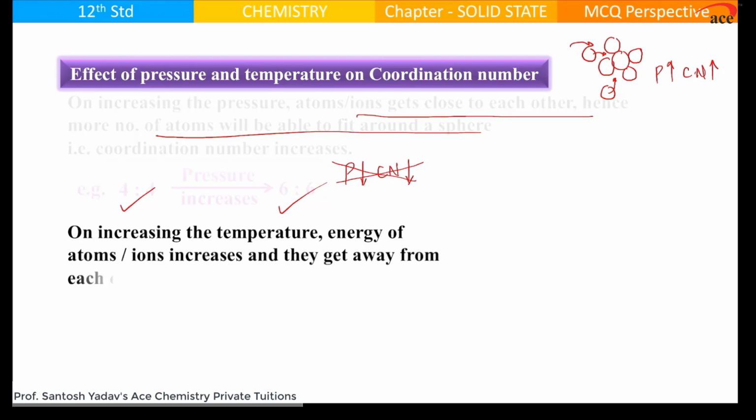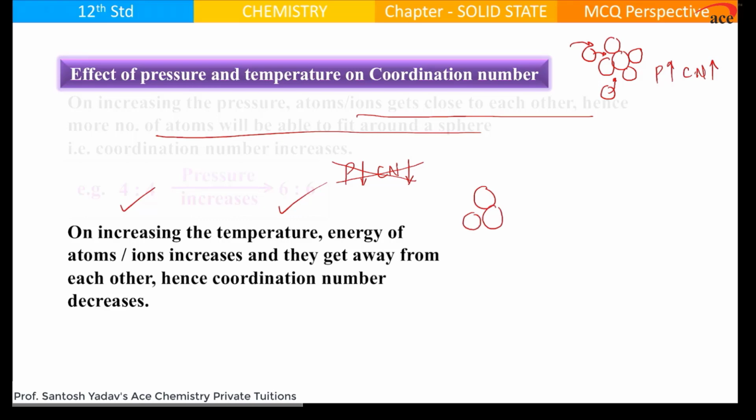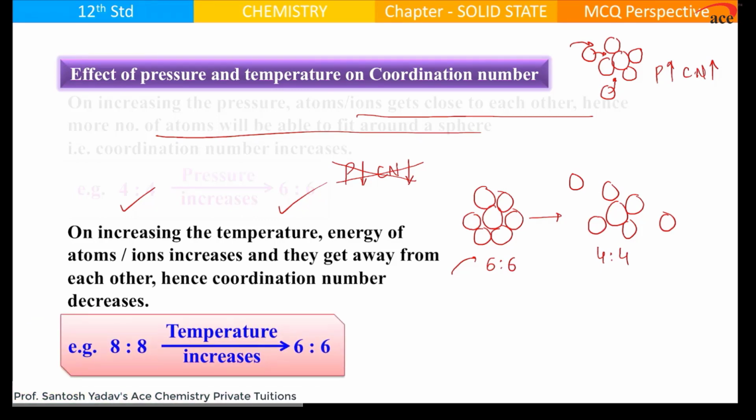What is the effect of temperature? Imagine particles are arranged like this, and if you heat, the particles will go away. So what do you expect? A 6:6 solid can become a 4:4 solid. An 8:8 solid can become a 6:6 solid, or a 6:6 solid can become a 4:4 solid. So what is the effect? If pressure increases, coordination number increases. If temperature increases, coordination number decreases.